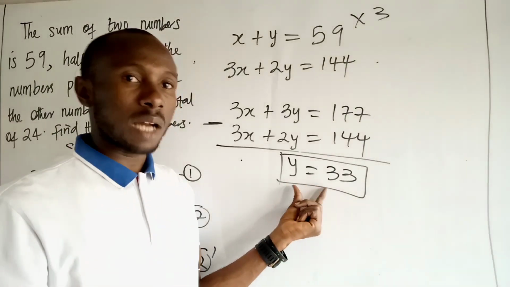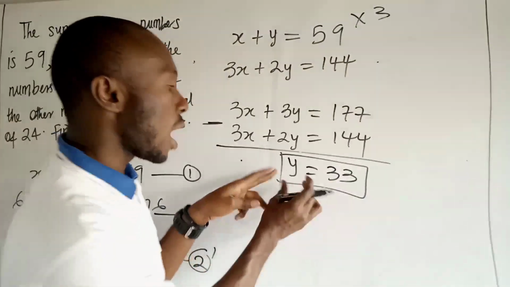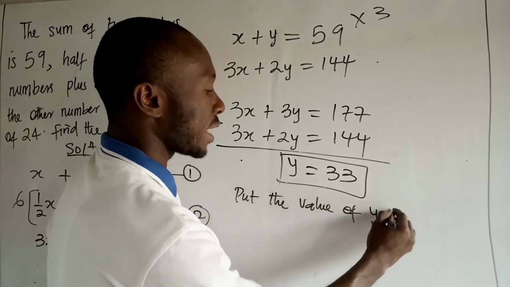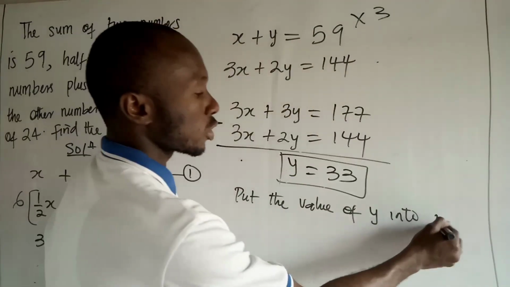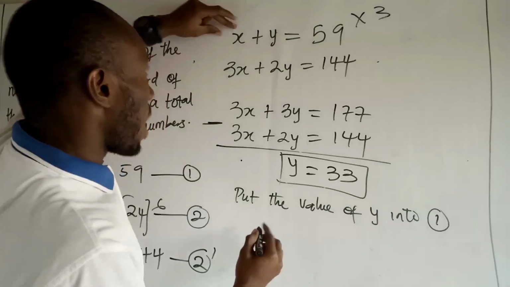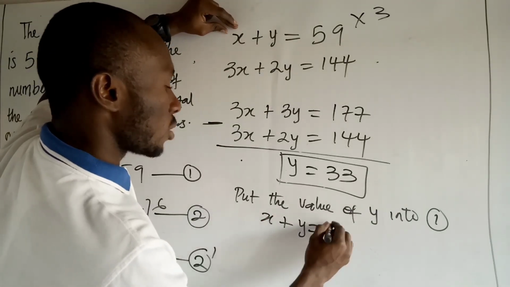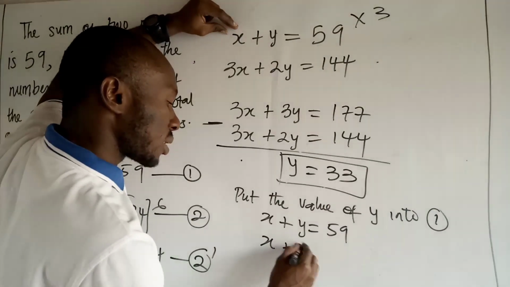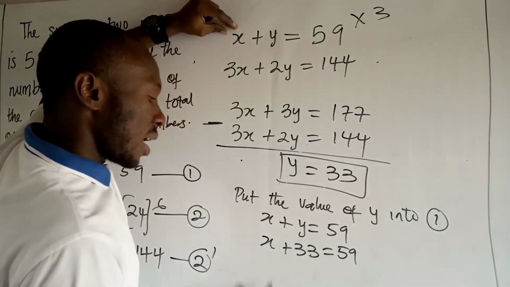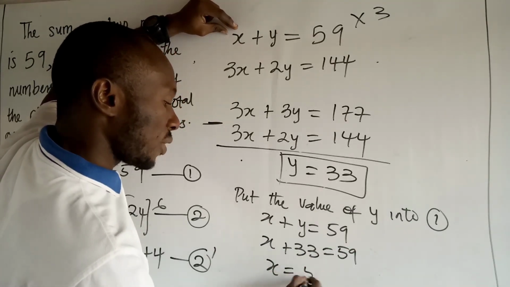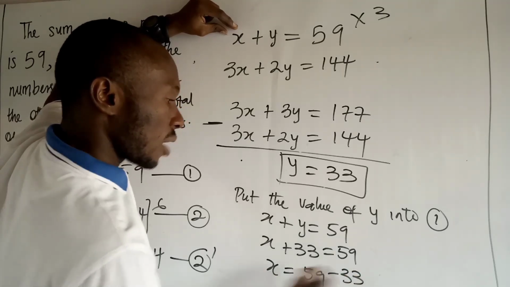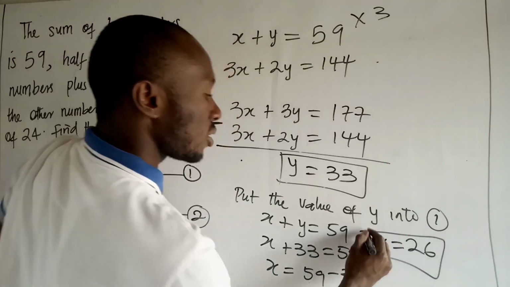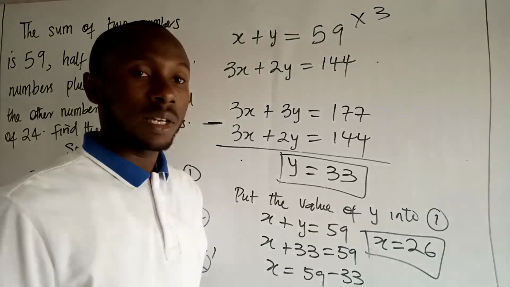Now we've got one of the unknowns and we want to obtain the other variable, which is x. So I'll put the value of y into any of the equations. I'll put it in equation 1 because it's a little bit easier. So I have equation 1 as x plus y is equal to 59. Now y is no longer y, it is now 33. So I have x plus 33 is equal to 59. If I collect like terms, I'll have x is equal to 59 minus 33, and of course, x will be equal to 26. Now this is the value of x and this is the value of y that we are asked to find.